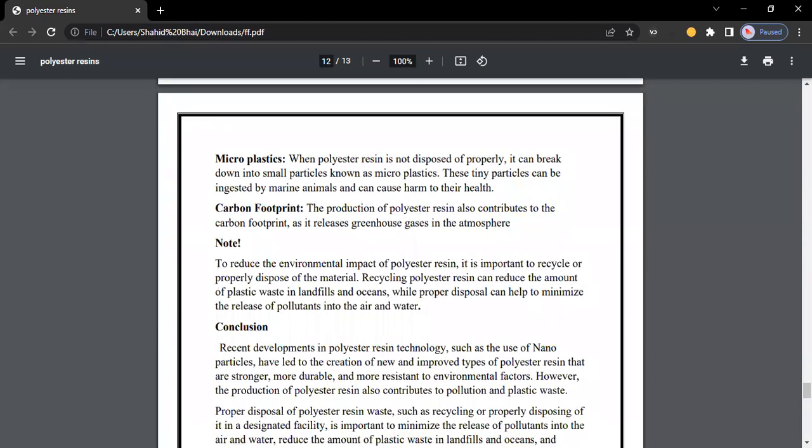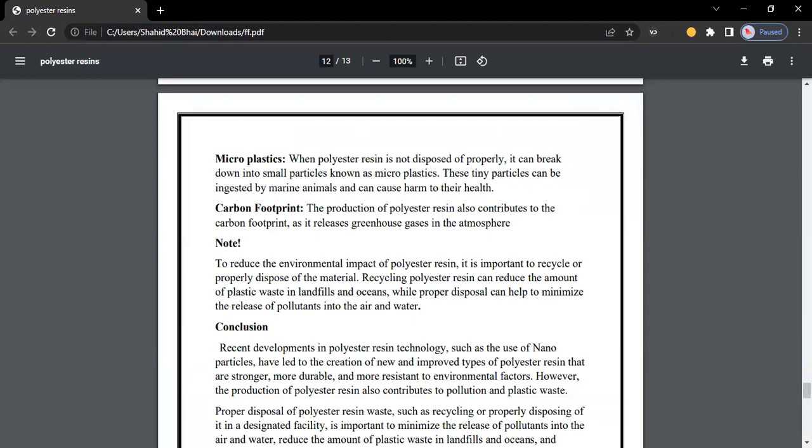Now we discuss the microplastics. Plastic can break into small particles known as microplastics. Those tiny particles can be ingested by marine animals and can harm their health. Carbon footprint. The production of polyester also contributes to the carbon footprint. It releases greenhouse gases into the atmosphere, which are harmful for life.